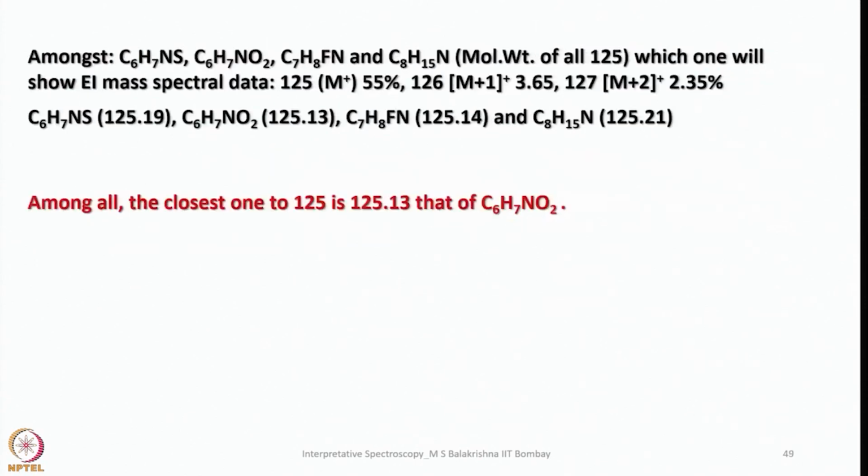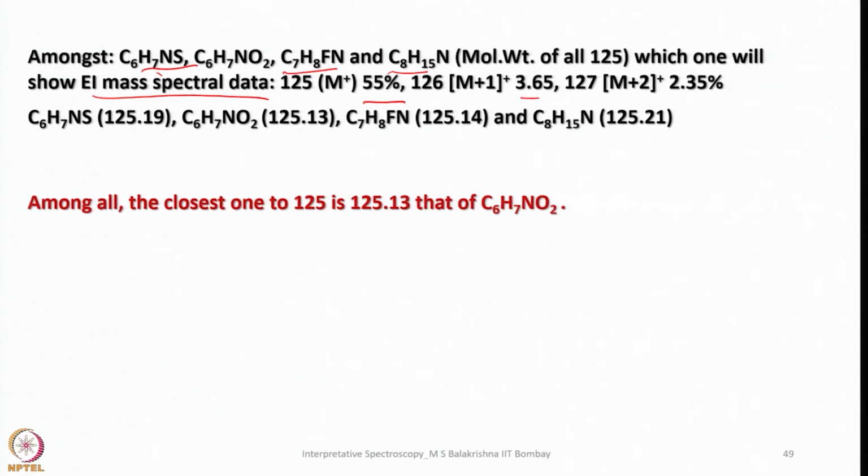So now another example. Among C6H7NS, C6H7NO2, C7H8FN as well as C8H15N, the molecular weight of all of them is 125. Which one will show electron impact mass spectral data of 125 for M+ at 55%, 126 for M+1 at 3.65%, and 127 for M+2 at 2.35%?